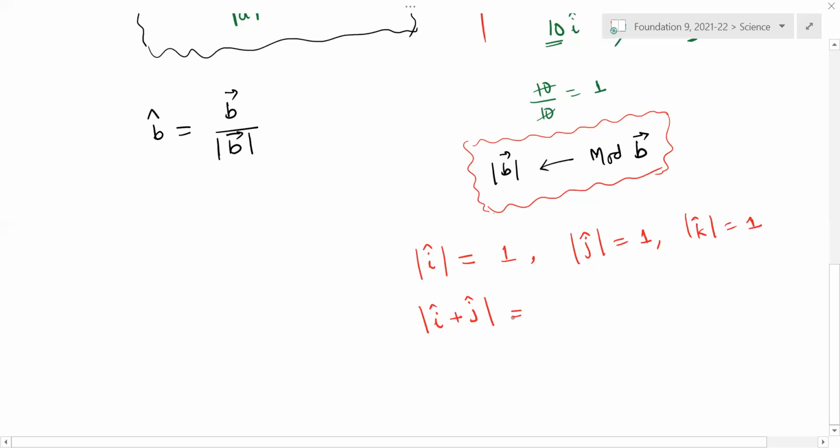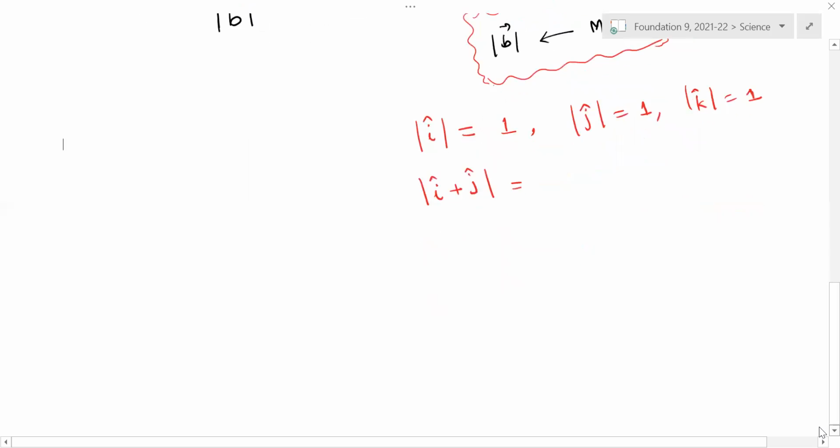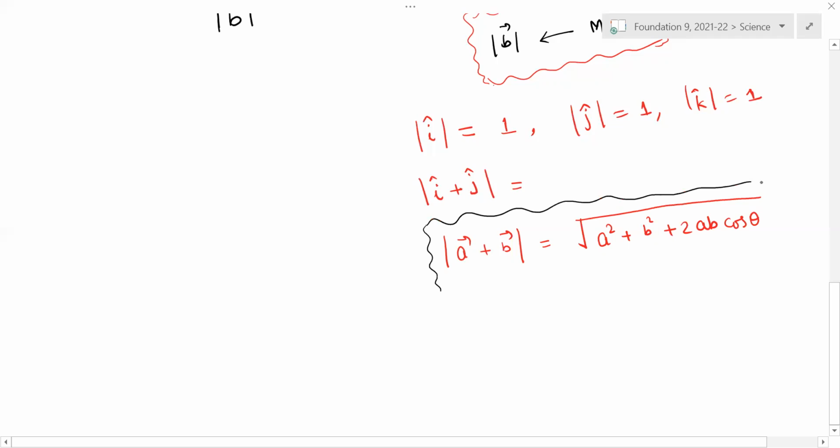So what we have to do between I and J, see this formula you should remember. Let me write it on one side. Hope I would have explained in my previous class as well. A vector plus B vector, whose mod or magnitude you are trying to find, we have to say A square plus B square plus 2AB cos theta, and we have to take the square root. Did we discuss these things? Yes, sir. Okay, so these are important things.